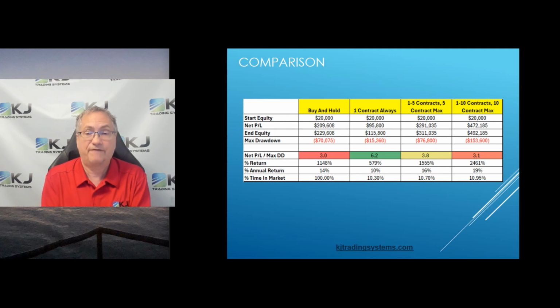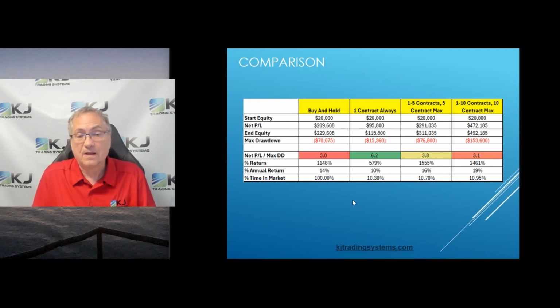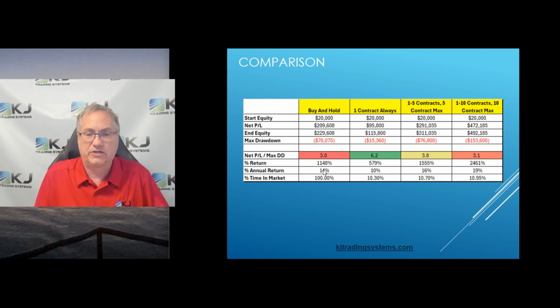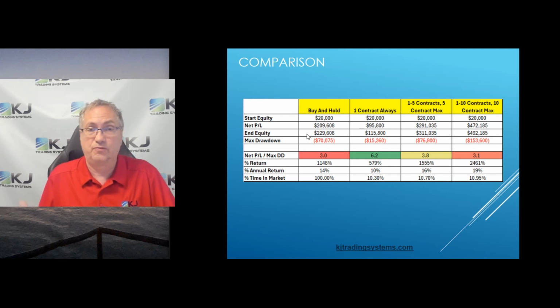A lot more profit, but look at the drawdown. It's like 10 times as much, which, you know, you'd more or less expect because you can trade up to 10 contracts. So the other interesting thing I thought I'd note here is, because a lot of people think, oh, hey, I'll just buy and hold. You know, the annual return is actually better than one contract. So why not just do buy and hold?